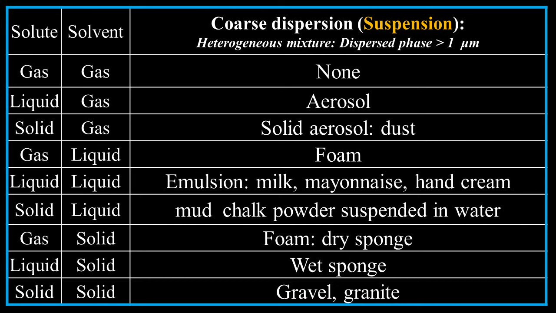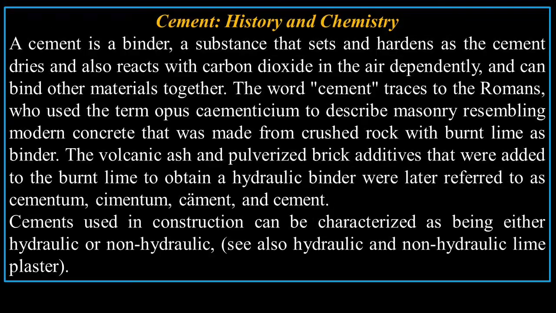combinations we're looking at. The solution, which is a homogeneous combination resulting in one phase with particles less than 1 nanometer. We have colloids, same thing, homogeneously combined, but it's not defined as homogeneous. It's defined as heterogeneously combined, and it has particles between 1 nanometer and 1 micrometer.